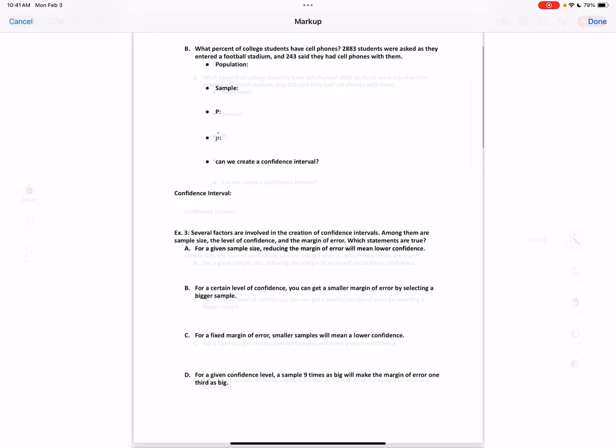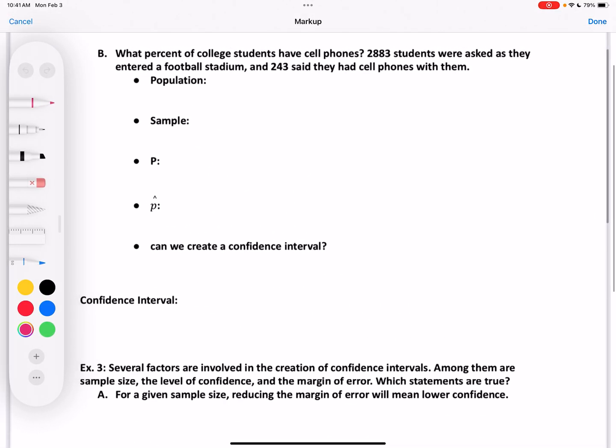Which, like I said, is just a completely different problem altogether, but just for the purpose of seeing what it wants us to do. What percent of college students have cell phones? 2,883 students were asked as they entered a football stadium, and 243 said they had cell phones with them. So what is the population? Like, what's the big group that we're looking at? Yep, college students.